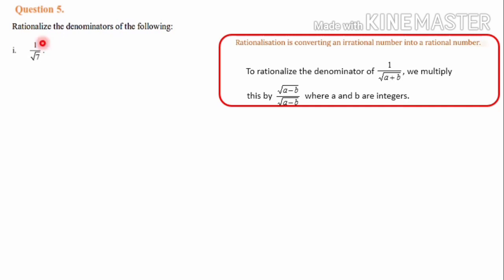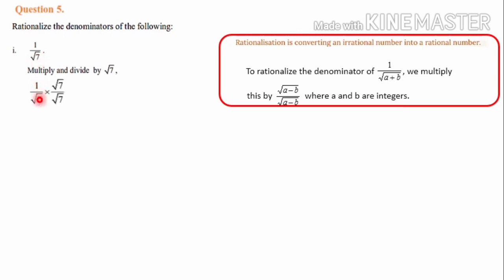The first question is 1 divided by root 7. Here the denominator has only a single term inside the root, that is root 7. Not like this one, where there are two terms. Here there is only a single term. If a single term is there, it is quite easy. Just take the same term and multiply it in the numerator and denominator. That is, multiply and divide by root 7, the same term that is in the denominator.